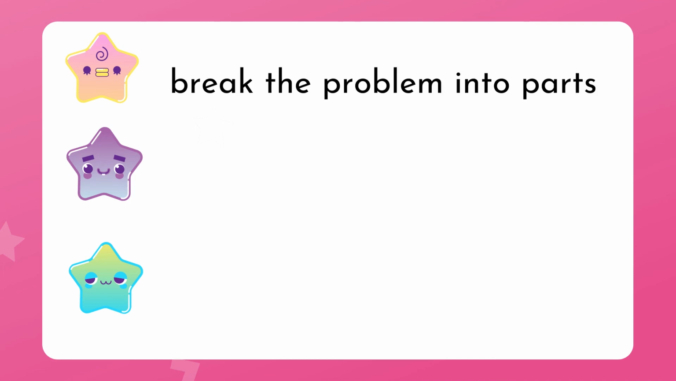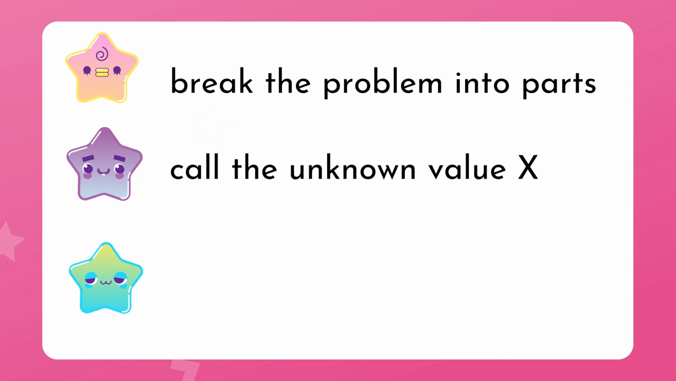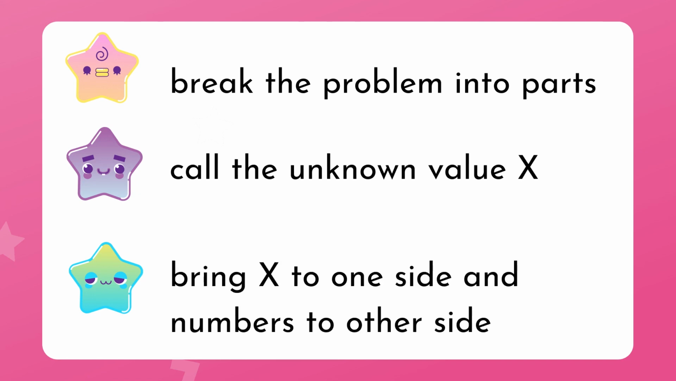So what did we learn by solving this problem? Rule number 1. Break the question into parts before attempting to solve it. Rule number 2. If you have an unknown value in a problem, call it x. Rule number 3. Solve x by bringing x to one side and numbers to the other side of the equation. Remember, when you are switching, plus becomes minus and minus becomes plus. Multiplication becomes division and vice versa.